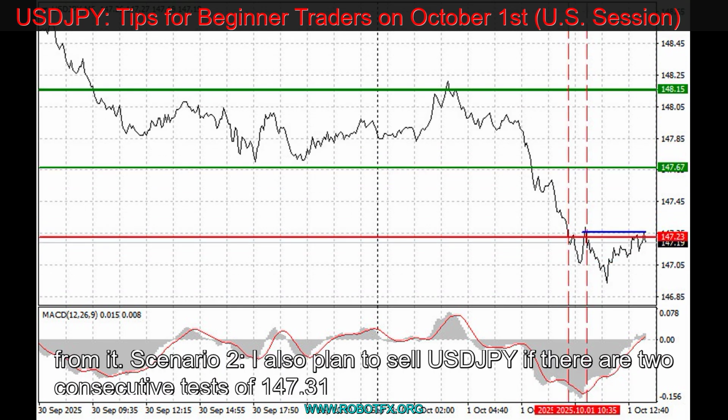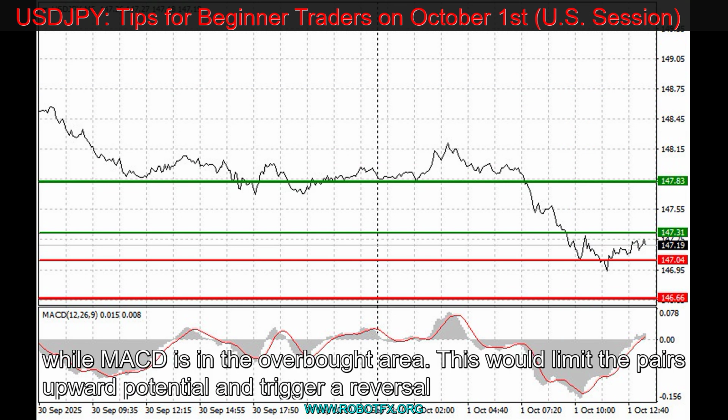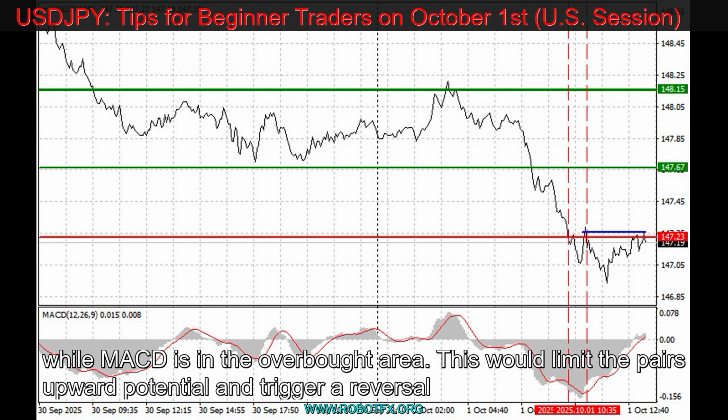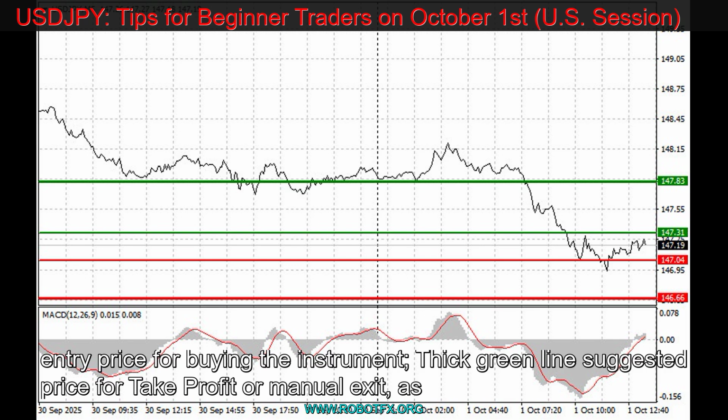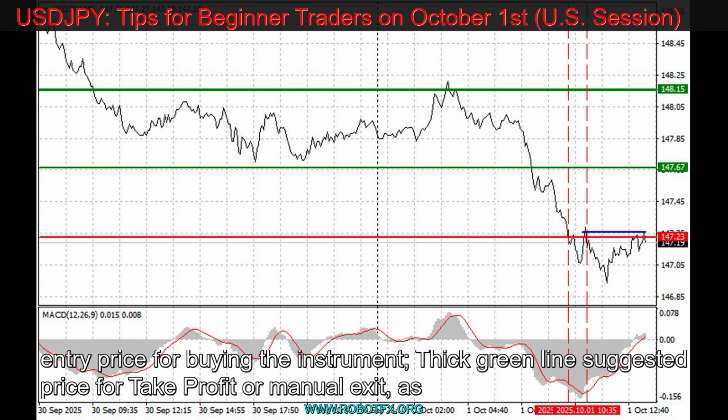Important! Before selling, make sure the MACD indicator is below zero and just starting to decline from it. Scenario 2. I also plan to sell USDJPY if there are two consecutive tests of 147.31 while MACD is in the overbought area. This would limit the pair's upward potential and trigger a reversal downward. A decline toward 147.04 and 146.66 can then be expected.